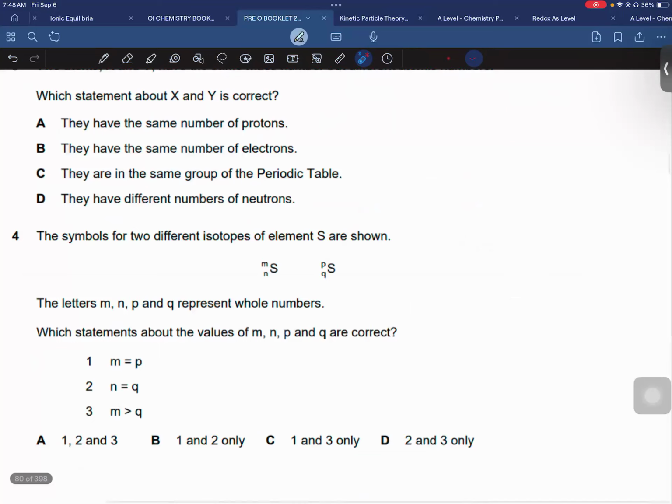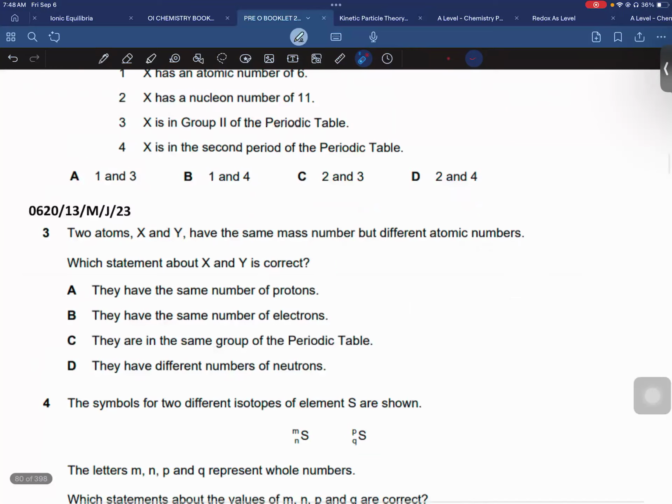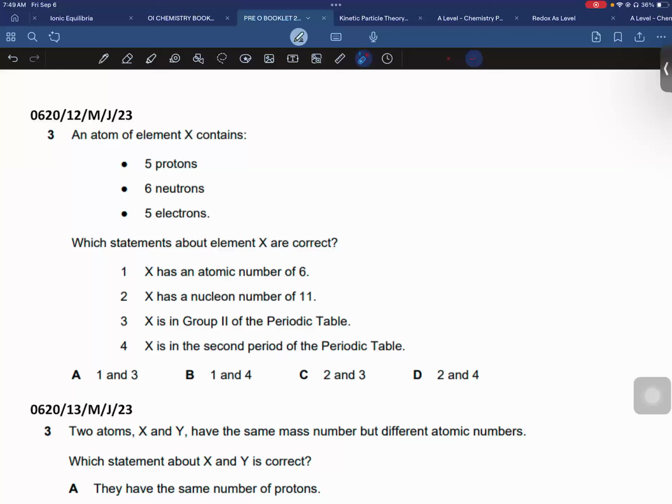Can you tell me this? 7. So it's going to be 2 and 4, I think.